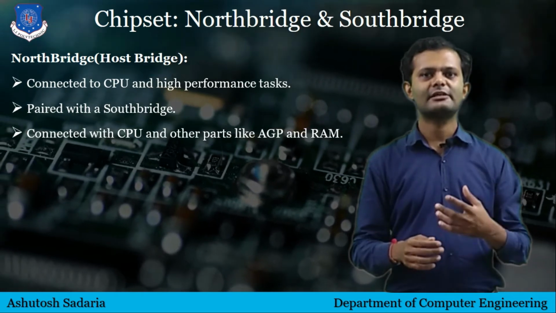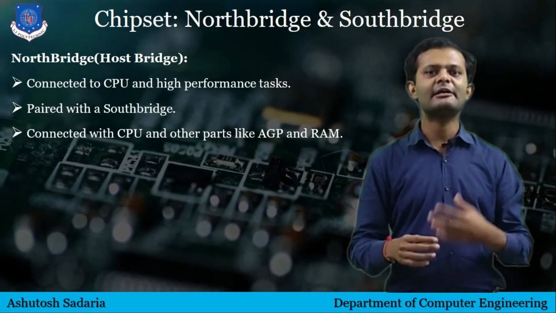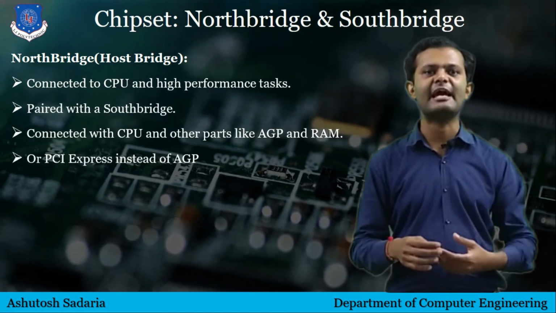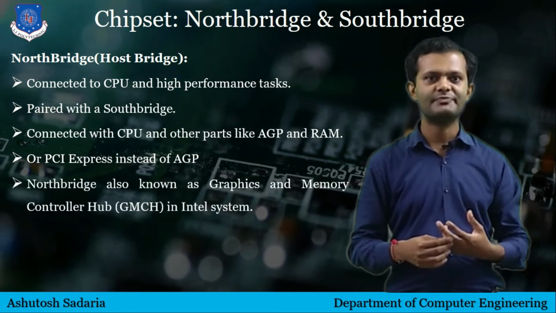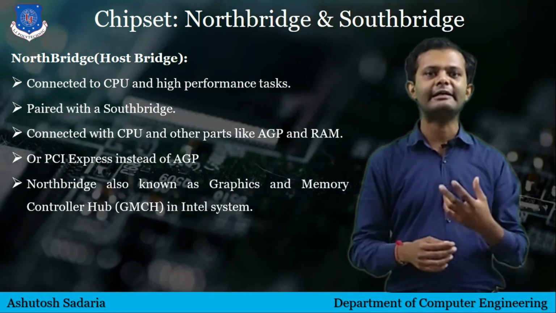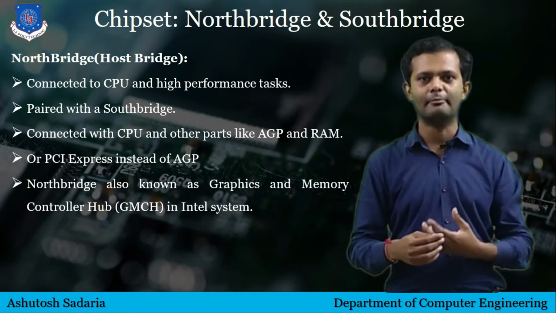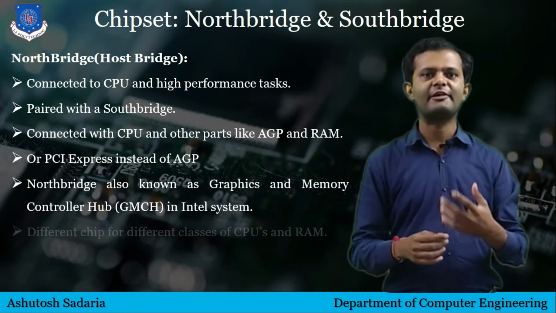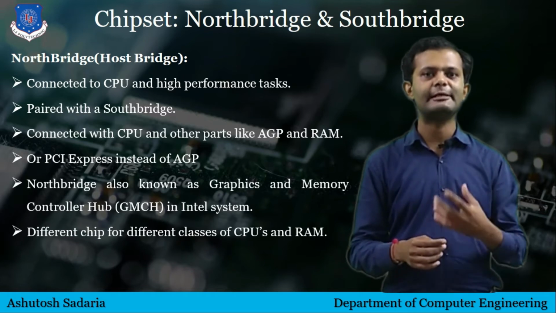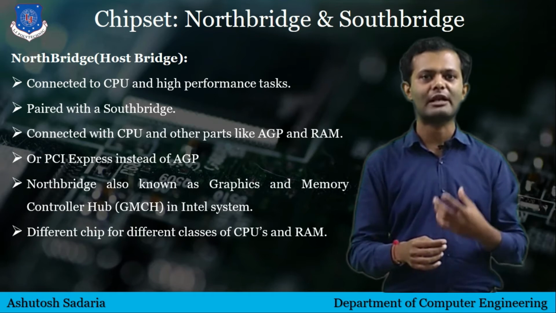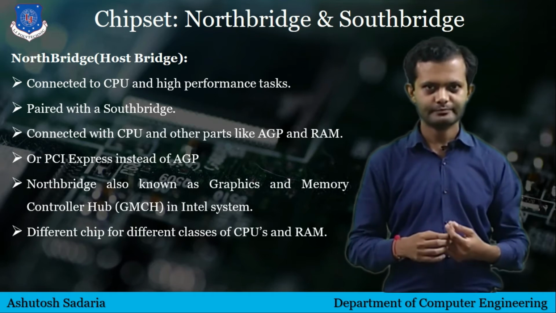Northbridge typically handles communication among CPU, RAM and AGP. In some cases, AGP is replaced by PCI Express cards and Northbridge is also connected to Southbridge. Some Northbridges also connect integrated video controllers, also known as graphics and memory controller hub. Because different processors and RAM require different signaling, a given Northbridge will typically work with only one or two classes of CPU and generally only one type of RAM.